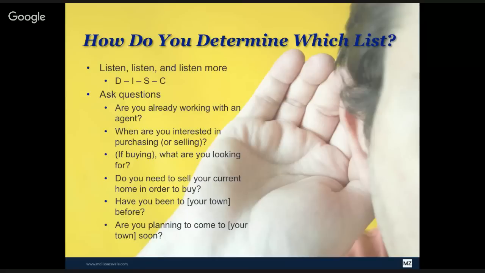Do you need to sell your current home in order to buy? Winner, winner, chicken dinner, because you can get a listing as well. And of course, if they're coming from out of town, have you been to Encinitas before, Carlsbad, San Diego, whatever?